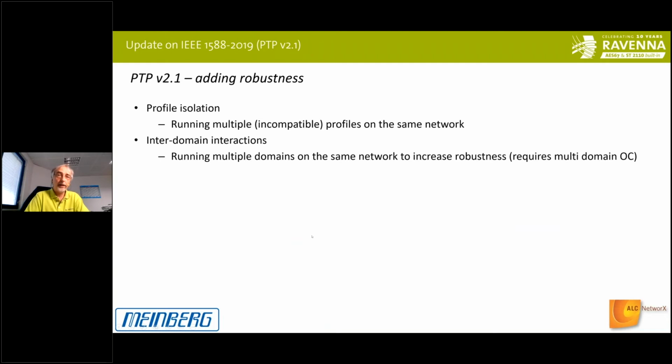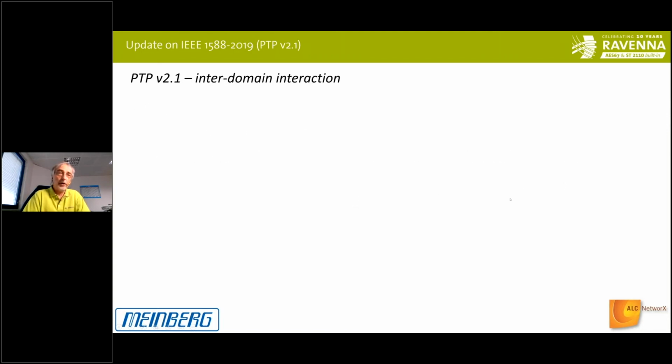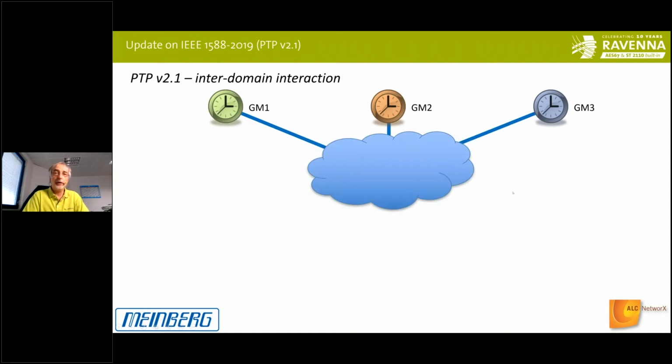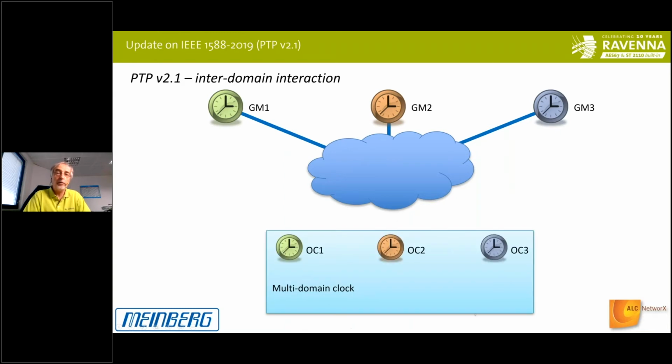Interdomain interaction is a feature which adds to the robustness. The problem here was that sometimes relying on just one master clock would not be robust enough. If that master clock fails or was serving a wrong time, then you probably were without a precise time in your network. For this reason, PTP version 2.1 introduces interdomain interaction, where you can have several grandmasters on one network. They are serving their time on different domains into the network, and you can have a multi-domain clock which can adhere to different domains at the same time.